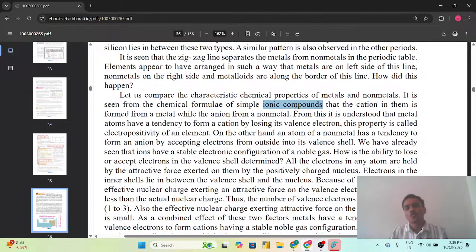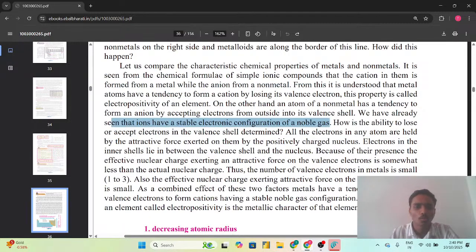तो एक डेफिनेशन आप लिख सकते हैं कि ionic compounds are the compounds which are formed by the give and take of the electrons, and covalent compounds are the compounds which are formed by the sharing of the electrons. On the other hand, an atom of a non-metal has the tendency to form an anion by accepting electrons from the outside into its valence shell. We have already seen that ions have a stable electronic configuration of the noble gases.